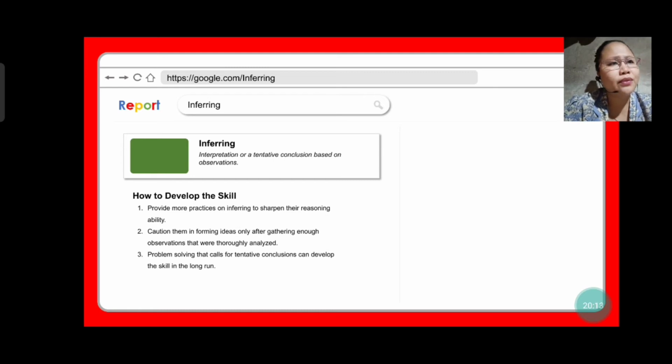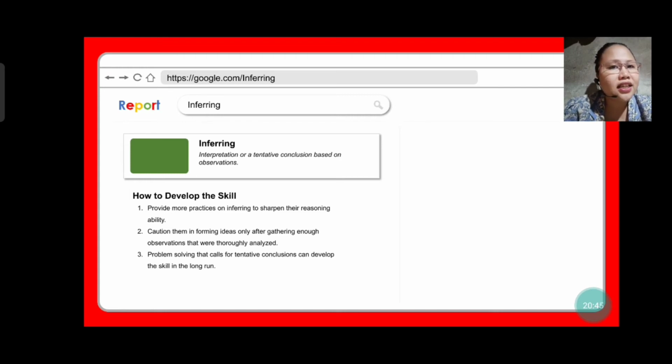So, how to develop the skill of inferring? Then, first is to provide more practice in inferring or to sharpen the reasoning ability. So, diba, since it is a tentative conclusion or interpretation based on the data, to provide more practice on inferring to sharpen the reasoning ability. So, they can now infer some data that they have observed. So, kailangan ipa-practice lang siya to develop that skill.